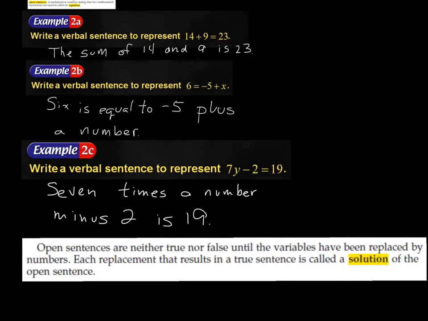Open sentences are neither true nor false until the variables have been replaced by numbers. Each replacement that results in a true sentence is called a solution of the open sentence. For the equations we've looked at so far, they're linear, so they would have one solution, but we'll get to more interesting situations later in the year.